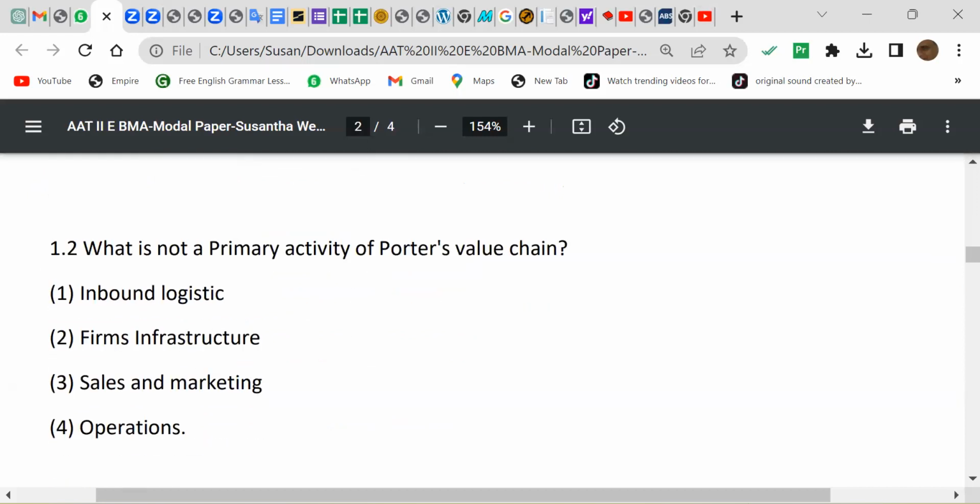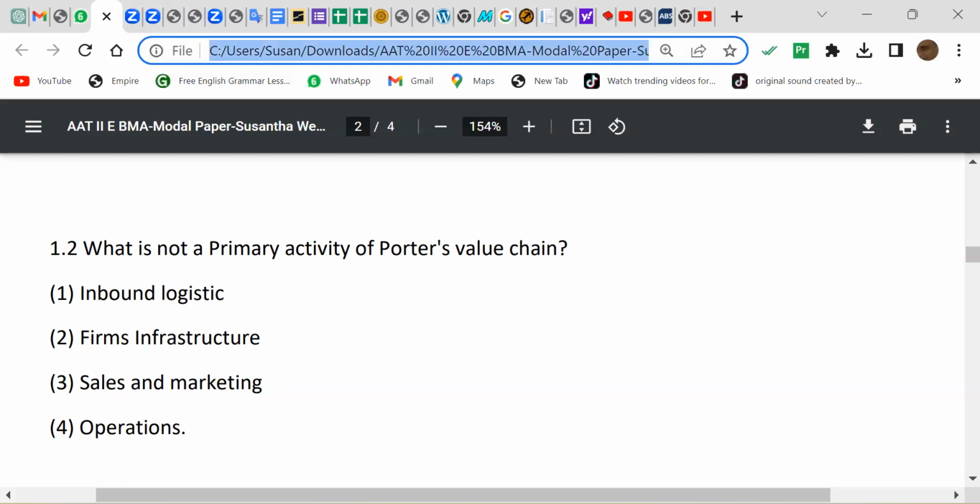What is not a primary activity in Porter's value chain? In Porter's value chain, we try to understand business activities. Porter has divided them into two main sections: primary activities and support activities. Right? Primary activities and support activities.